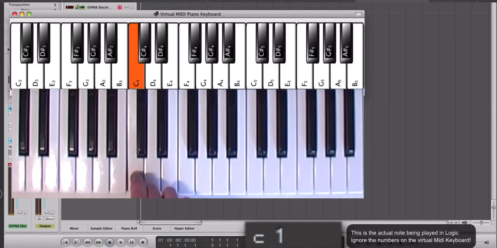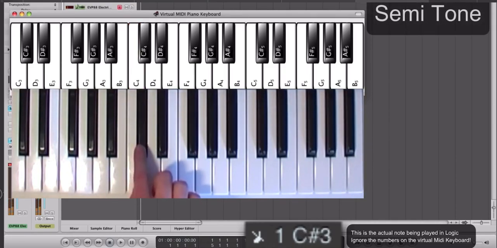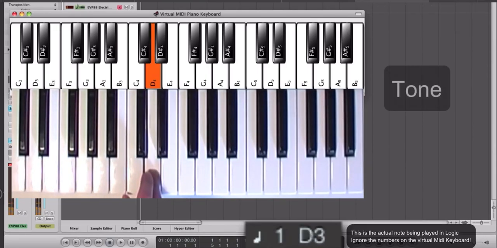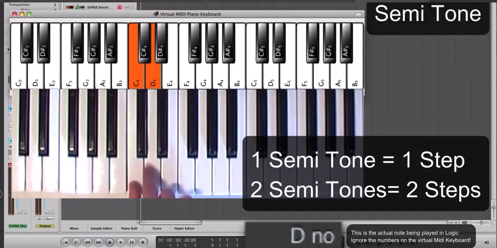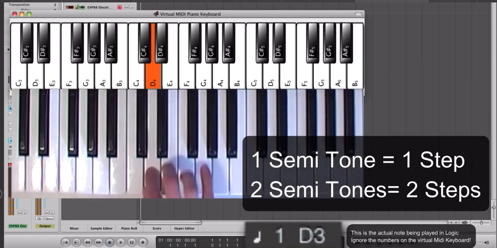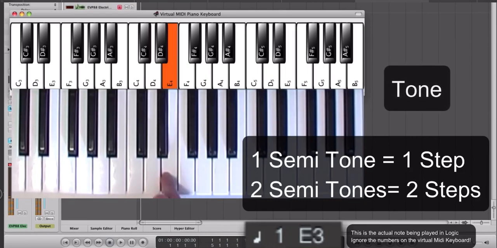Basically, when we have one note here and one note here, this distance is called a semitone. If we go up again, this is called a tone. So this is called a semitone, and this is called a tone. So if we go from this D to here, that's called a semitone. If we go from here to here, it's called a tone.